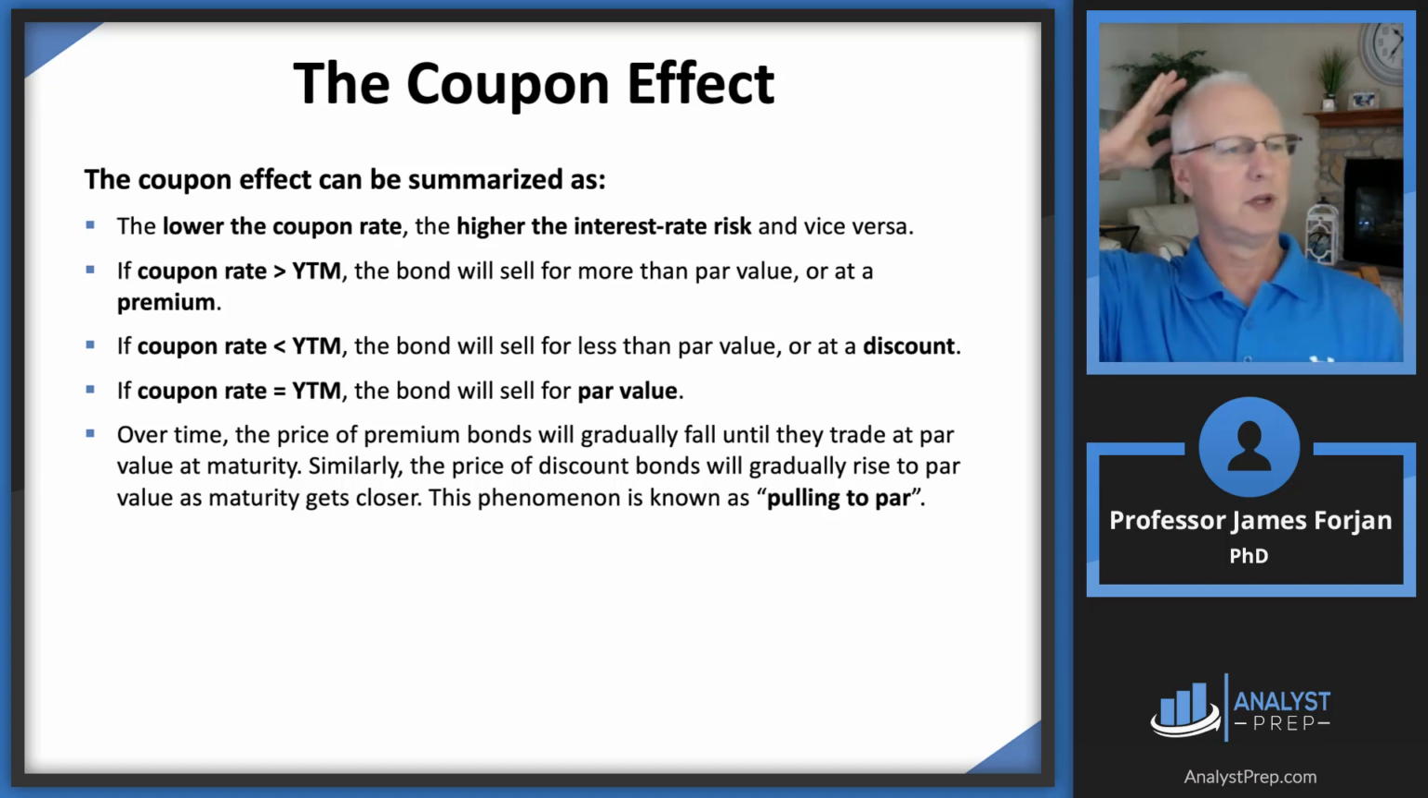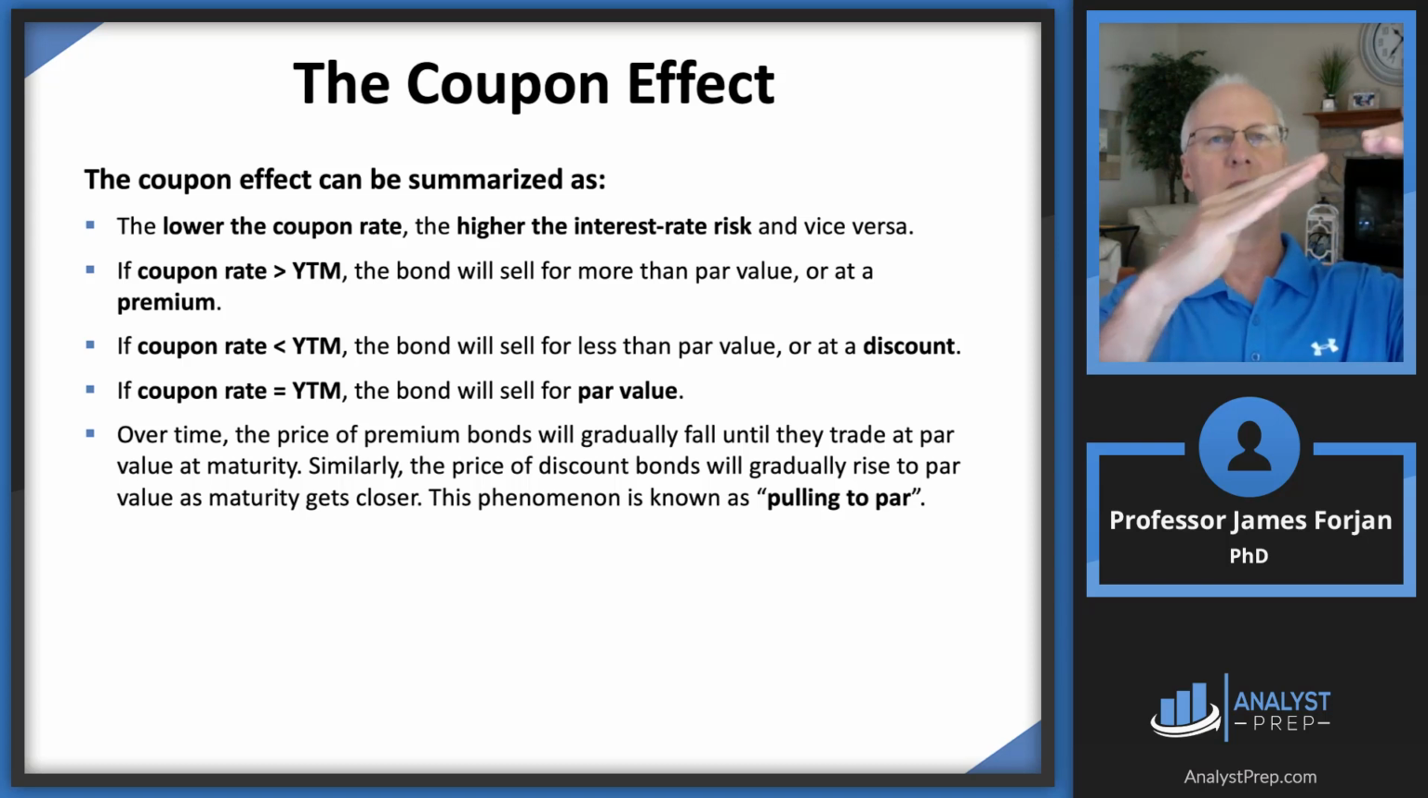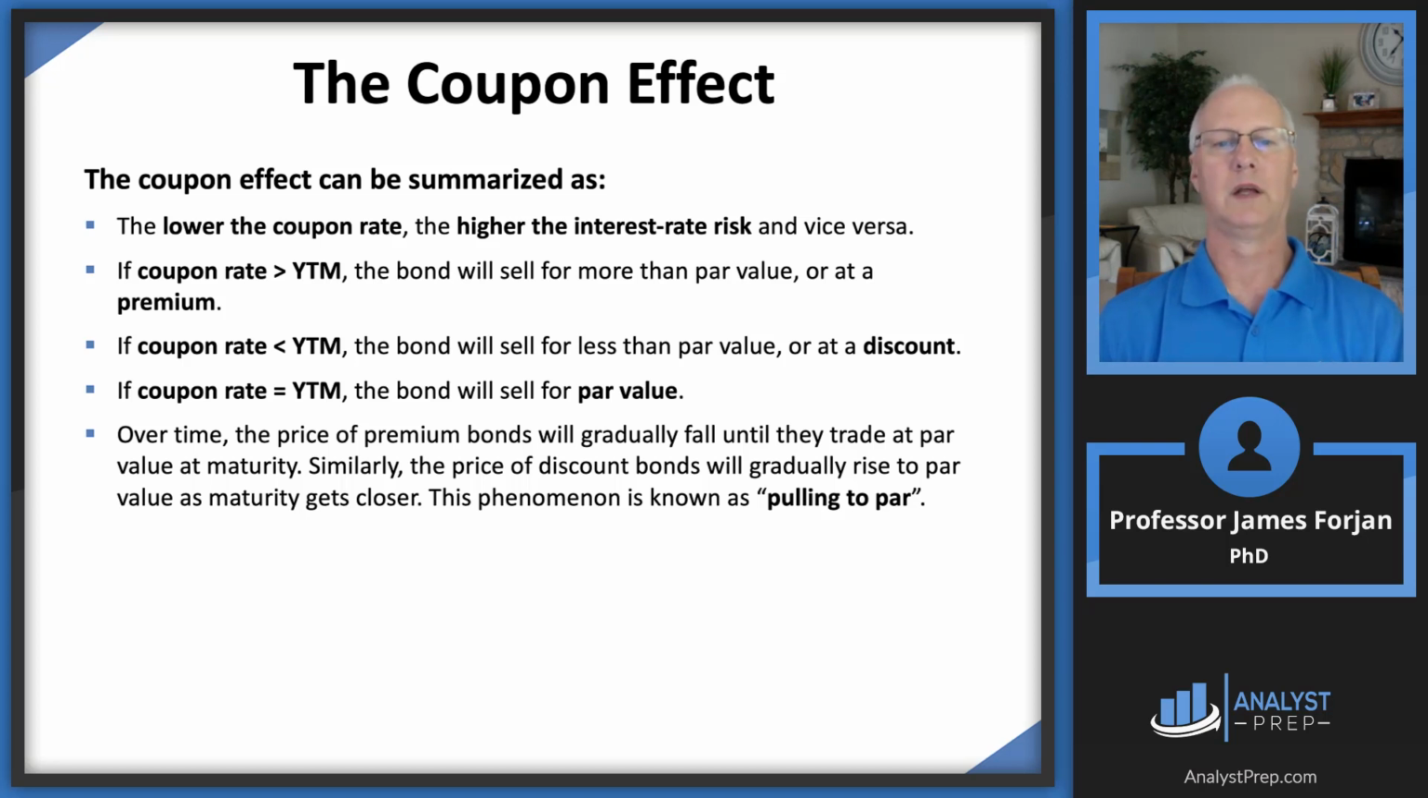So here's the deal for fixed income security managers. If a bond sells for a premium, then over time that price has to fall down to its par value. If it sells at a discount, then it has to rise as it approaches the maturity date. This is known as pulling to par.